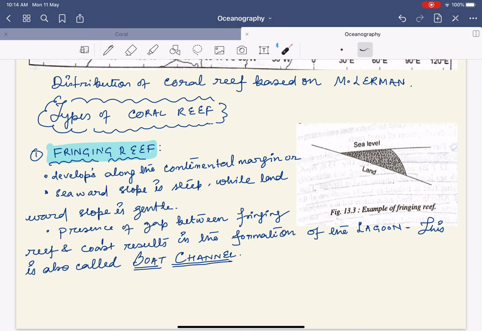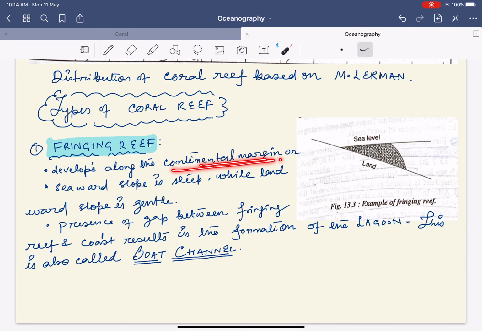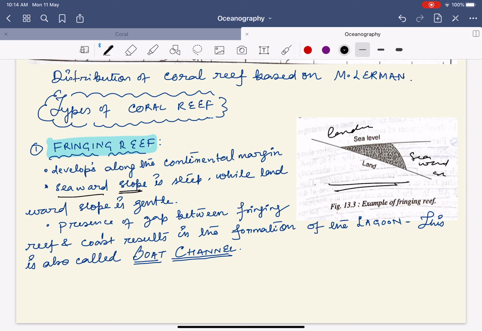Now, there's the fringing reef. Fringing reef develops along the continent. This is your continent or this is your land, from the coast up to the mouth of the river. It develops along the continental margin, number one, towards the seaward slope. This is your seaward slope, and this is your landward slope. From the diagram itself, you can see that the seaward slope is steep and the landward slope is gentle.